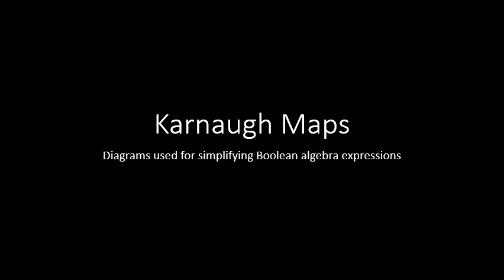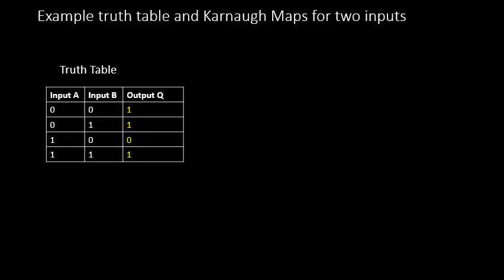I'm going to talk about Karnaugh maps. These are diagrams that are used for simplifying Boolean algebraic expressions. To understand Karnaugh maps, we need to already be familiar with truth tables in the context of Boolean algebra.